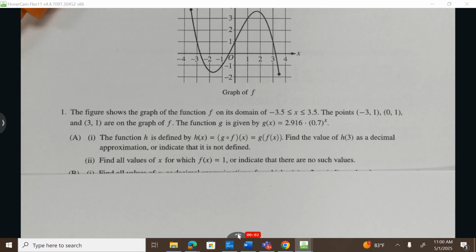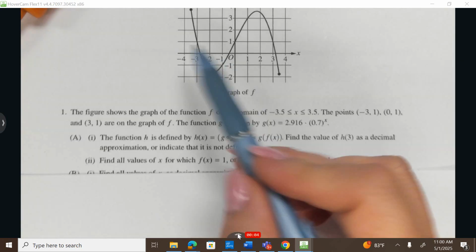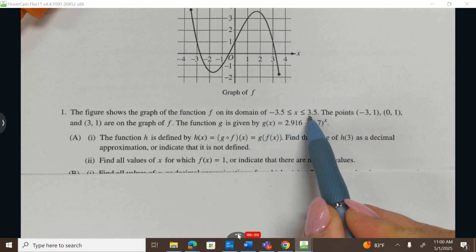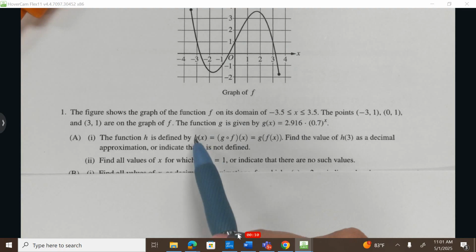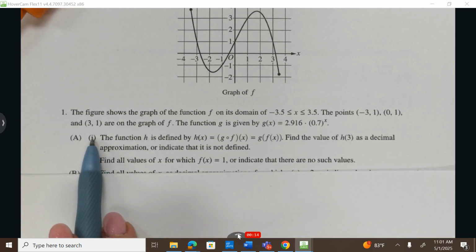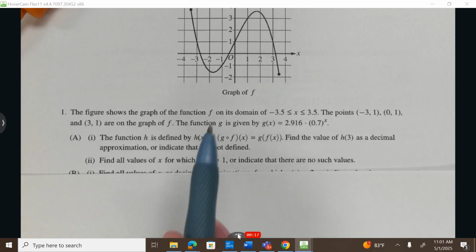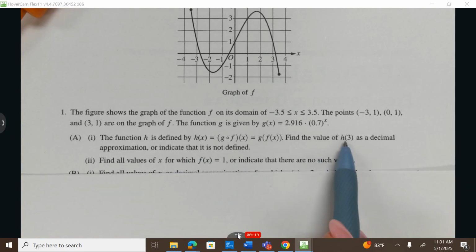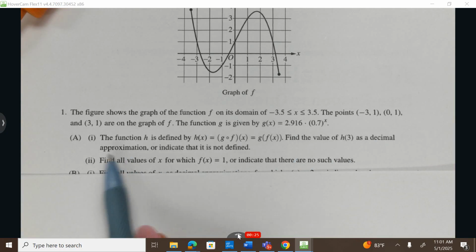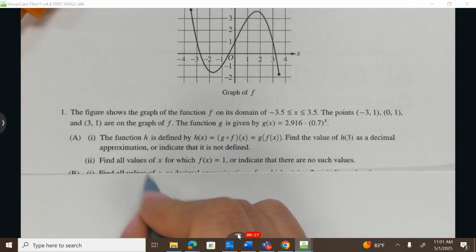FRQ number 1, we are provided with the function f up above that's on the domain from negative 3.5 all the way to positive 3.5. And then we are also provided with function g of x. In the first part of A, we want to find the value of h of 3 as a decimal approximation. Remember, we're going to round to the nearest thousandths. And so let's get started, making sure that we're showing all of our work.